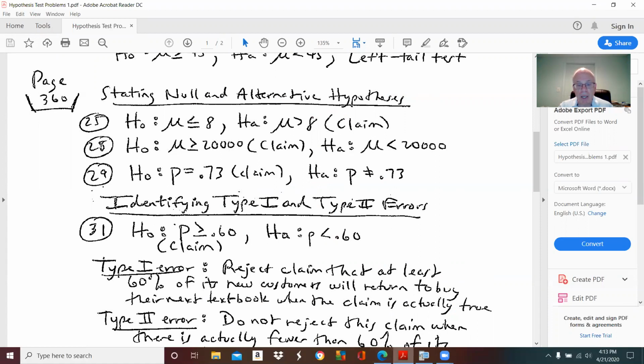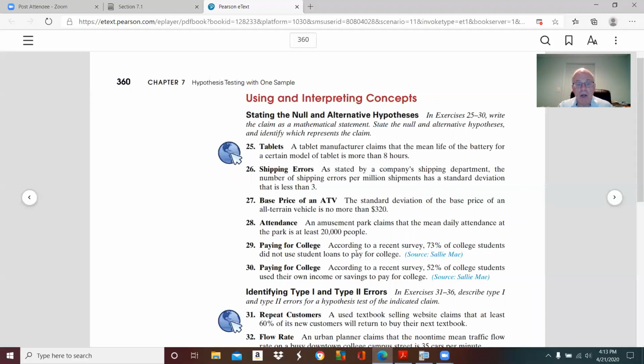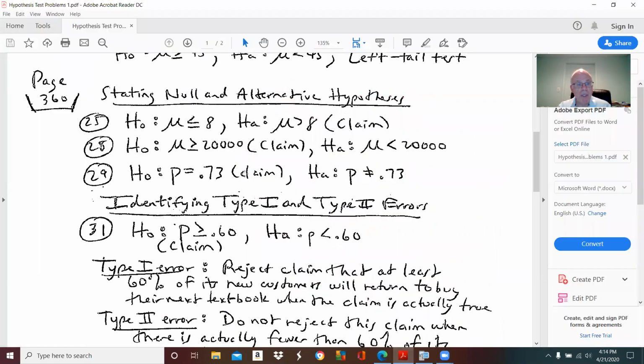And finally, number 29. According to a recent survey, 73% of college students did not use student loans to pay for college. 73% of college students didn't. Now, it's stating 73%. It's not saying less than 73% or greater than 73%. It's saying 73%. So this means equal to, and therefore the null hypothesis is P, it's a proportion, is equal to 0.73. That's our claim. The alternative must be the complement of it. P is not equal to 0.73.